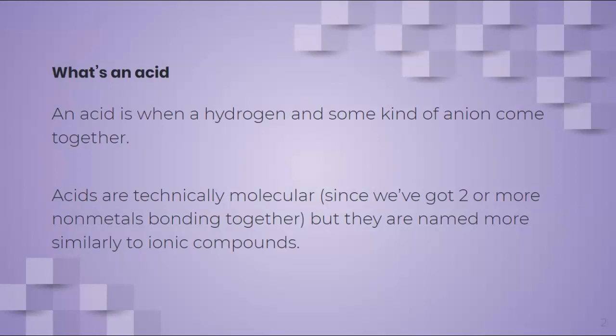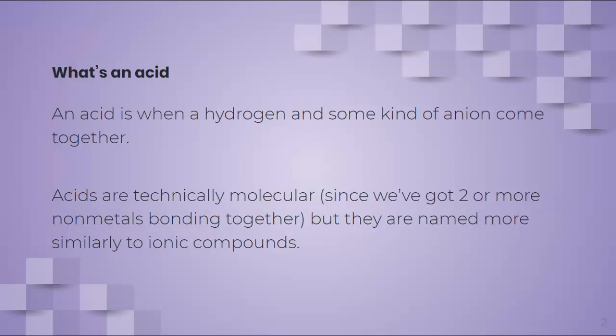What is an acid? I know you've all heard of one. You might have some images of what an acid is, but simply, an acid is just a hydrogen with some kind of anion. Remember, that's a negatively charged ion. It's just a hydrogen with something negative attached to it, okay? Acids are technically what we call molecular compounds, and molecular means it's nonmetals bonding together.